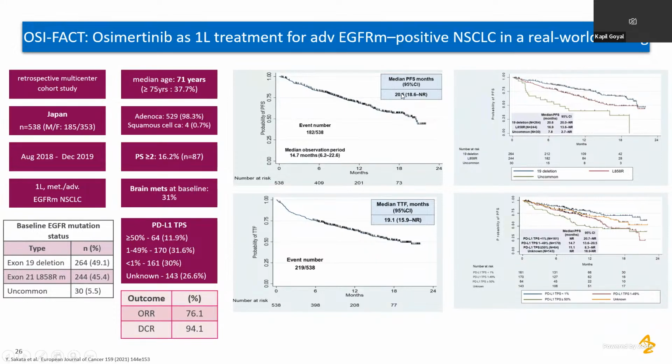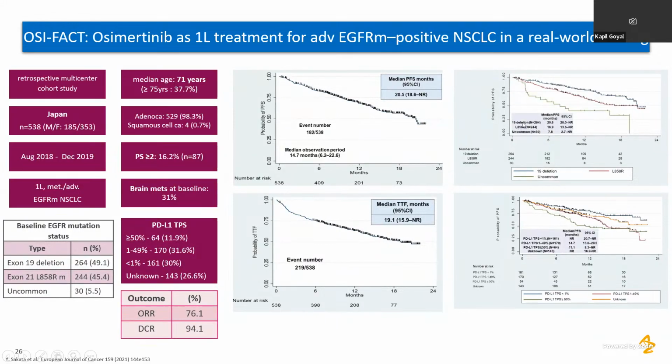Here, the median PFS was 20.5 months and the median TTF was 19.1 months, which is similar to what was seen in the FLAURA trial. So in the real world in Japan also, the efficacy of osimertinib was similar to the trial population. The interesting point to note here is that according to the mutation status, approximately 50% of patients had exon 19 deletion and a similar 45% had exon 21 mutation, but there was some treatment response differentiation.